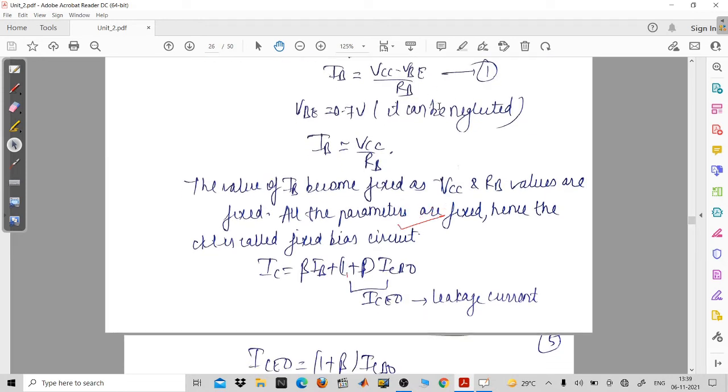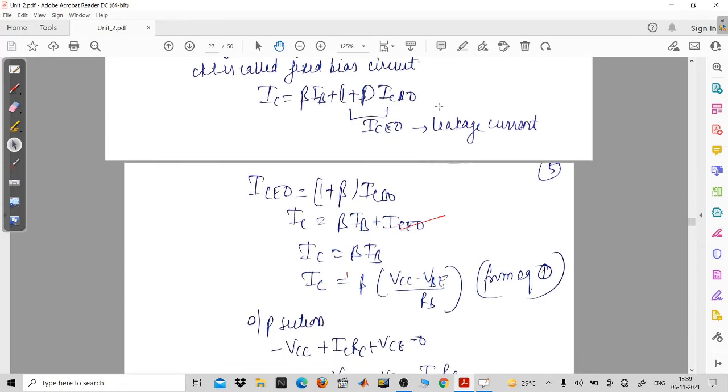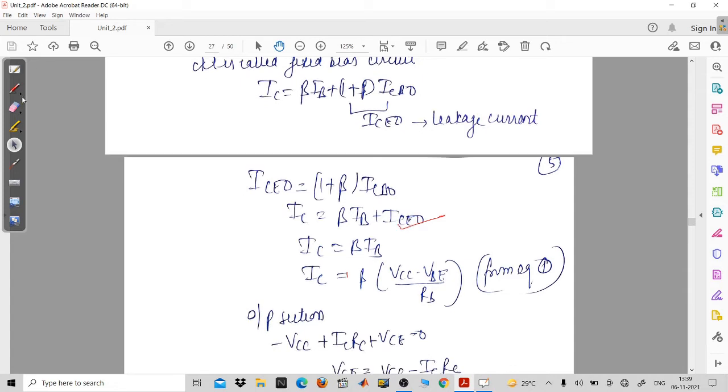So you can directly write the IB value from equation number 1, which we have already found by applying the KVL in the input port. So this is the value of the IC. So we have found the first operating point. Now, what about the VCE? That is the second point.